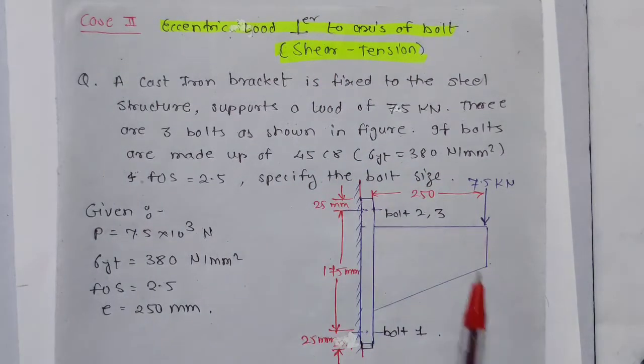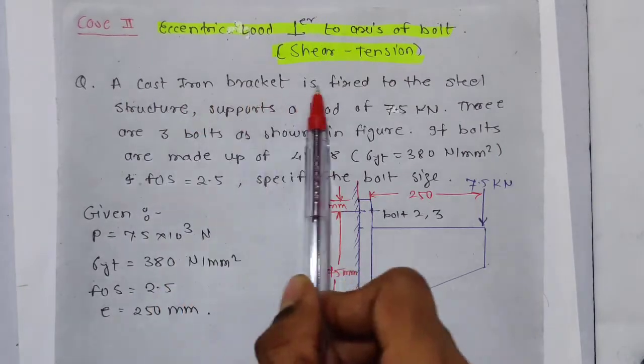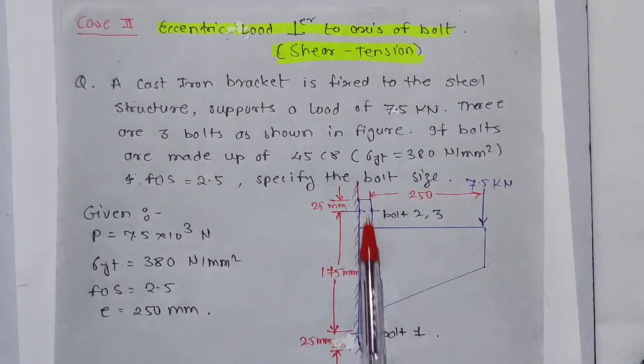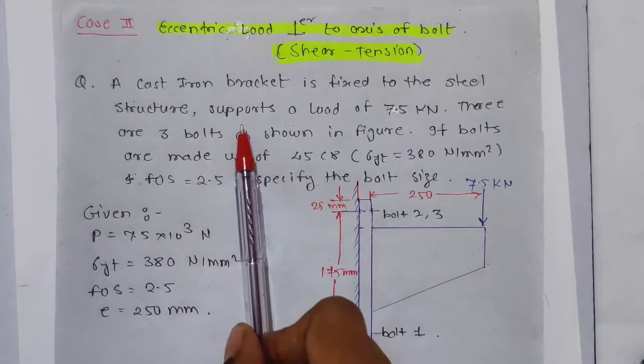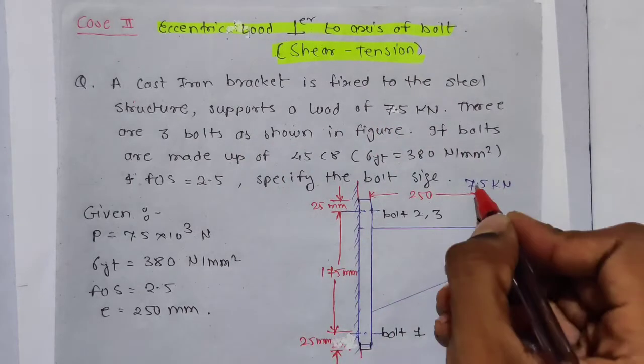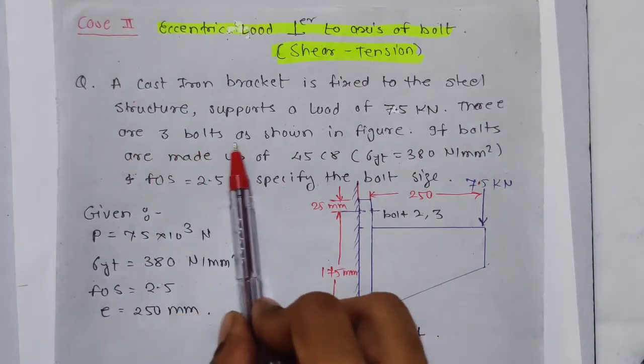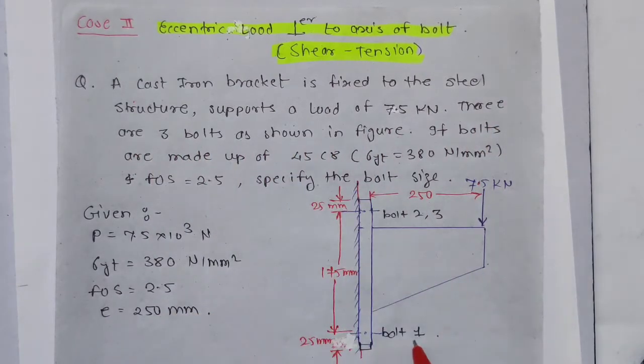So what is given? Now we will see the problem. A cast iron bracket is fixed to the steel structure. This is the steel structure, this is the cast iron bracket. It supports a load of 7.5 kilonewton. There are three bolts as shown in the figure: bolt 1, bolt 2, bolt 3.